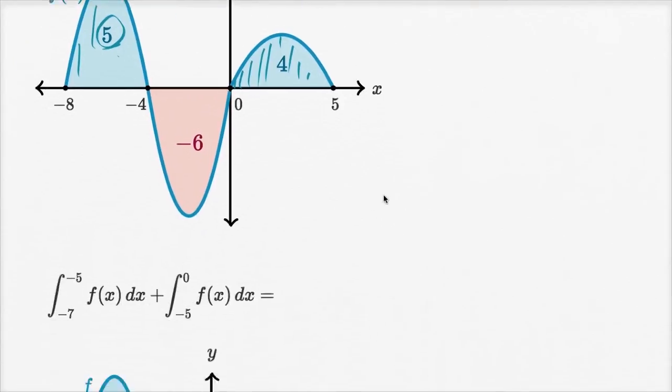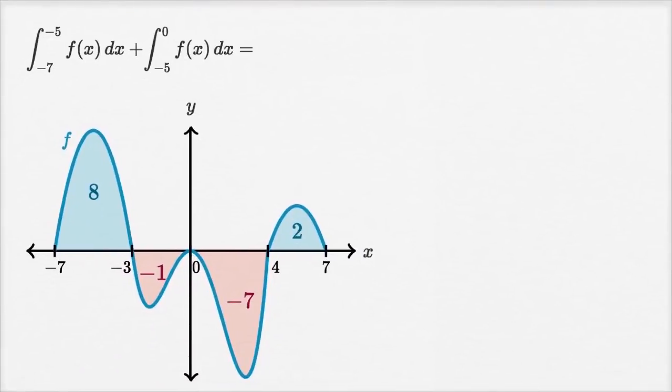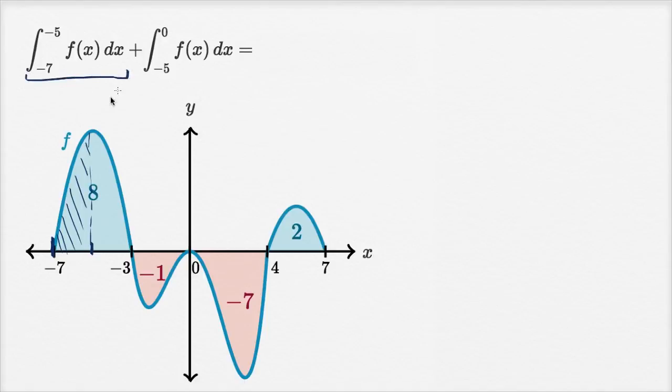All right, let's do another one of these. So here I have the integral from -7 to -5. So I'm going from -7 to -5, which is going to be right around there. So I want to find this area right over here. That's that. And then I'm going to go from -5 to 0. So it's going to be all of that.